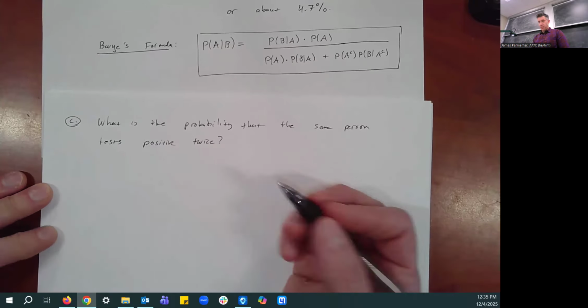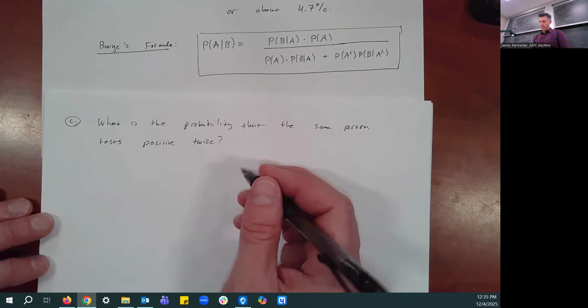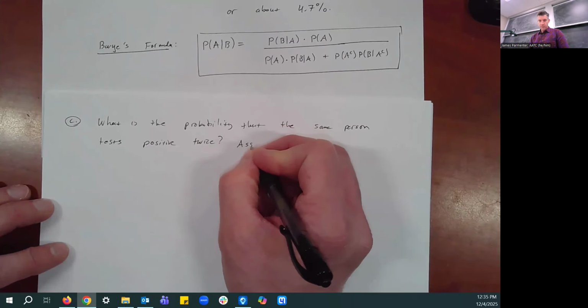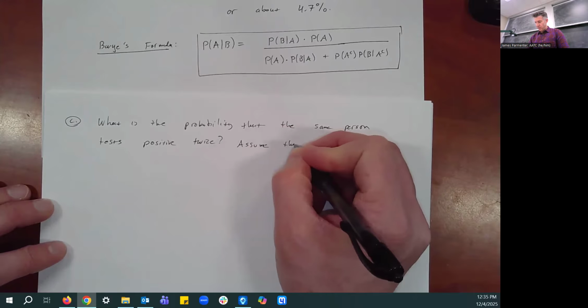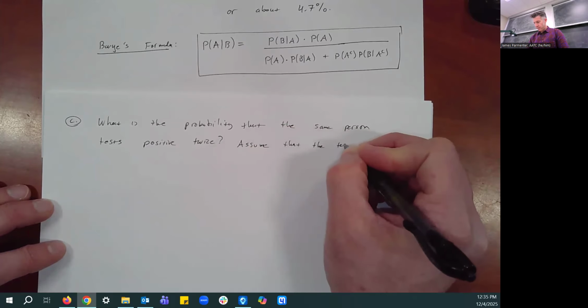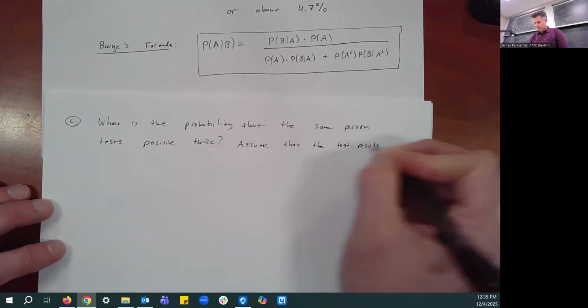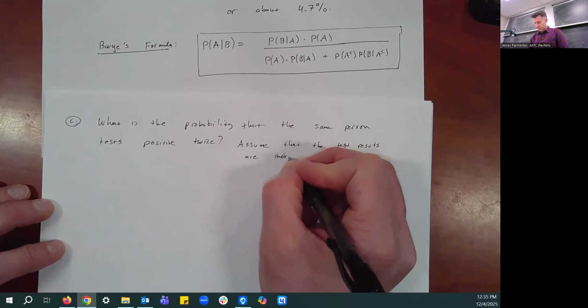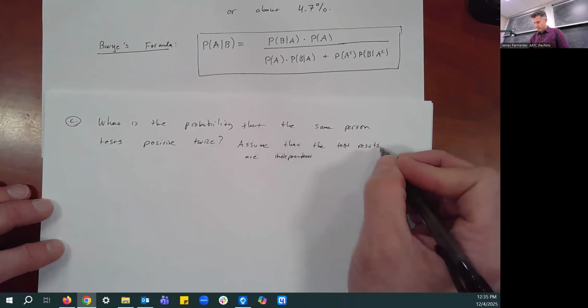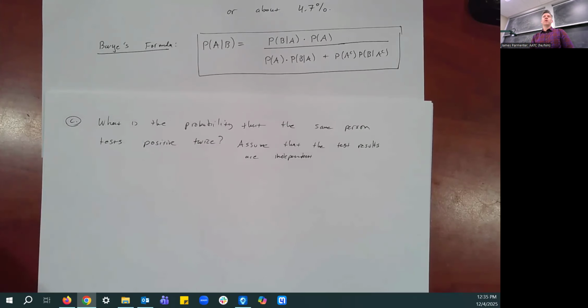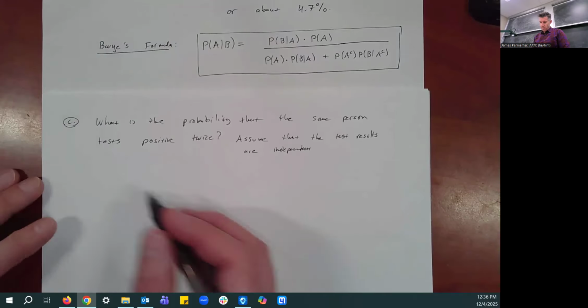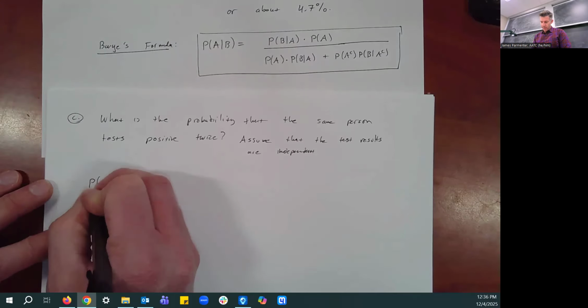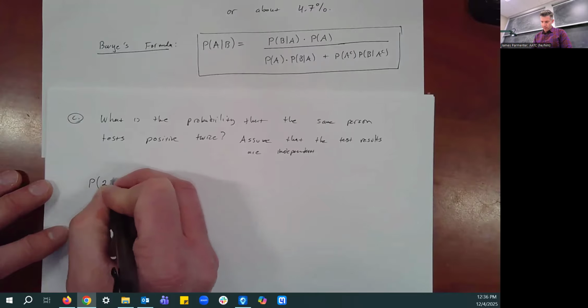Here we should make an assumption that we'll talk about how valid it is. So we're going to assume that the test results are independent, right? We're not considering the first test result, we're just doing a second test for everyone, not based upon whether or not we know they had the disease. Okay. So then we're asking essentially, what's the probability of getting two positive test results?